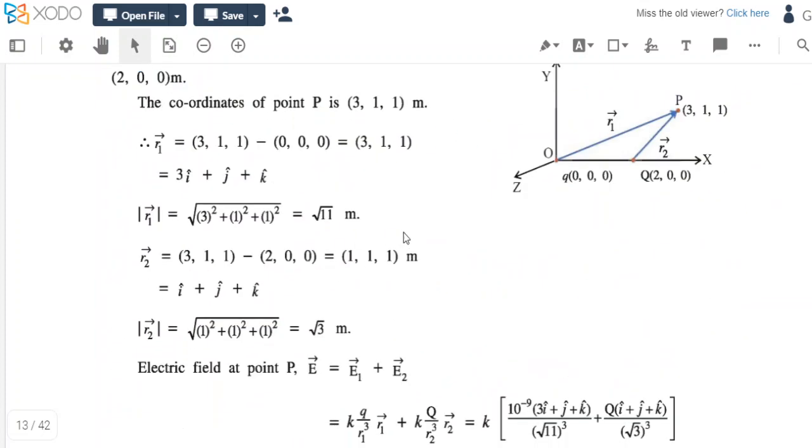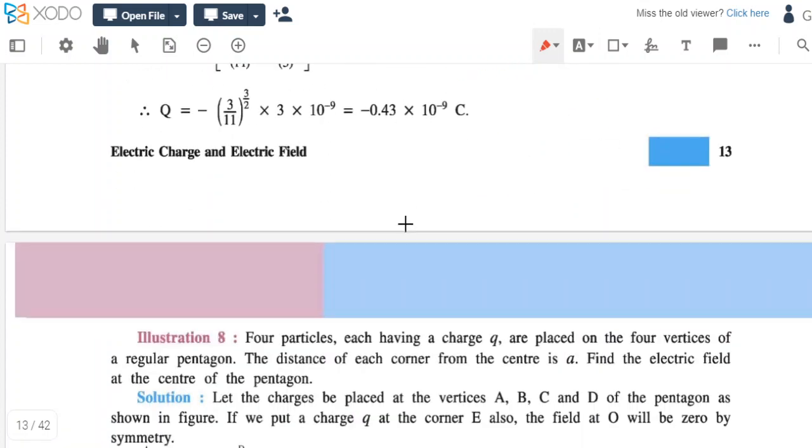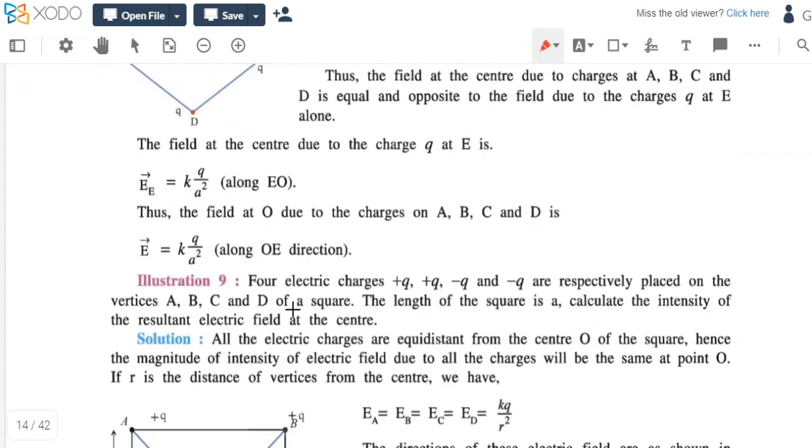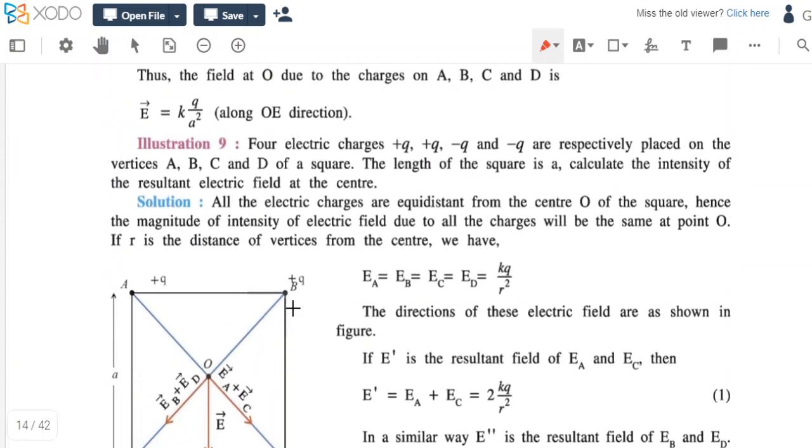I have provided you the PDF in the group, so I hope you have that PDF. In that PDF you will find some useful examples and illustrations. The first illustration that is useful is this. This is just to understand.